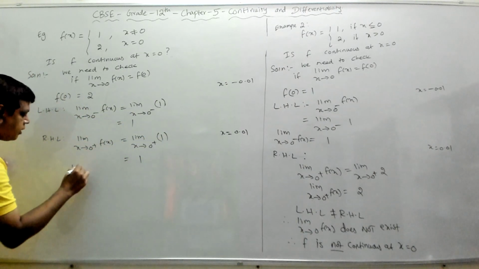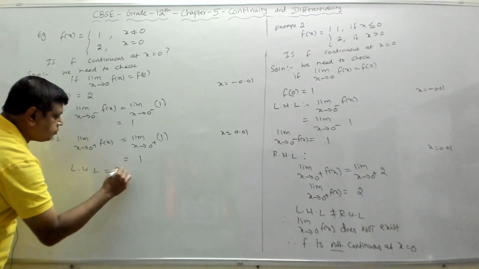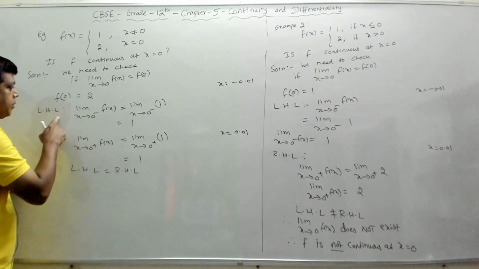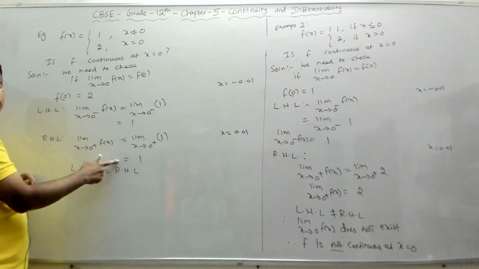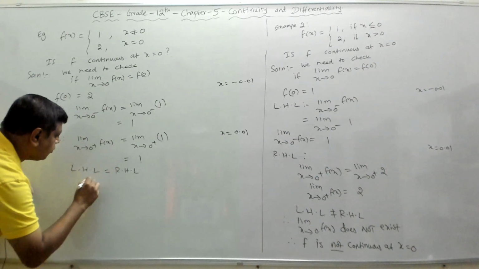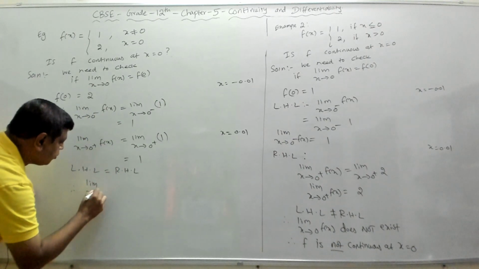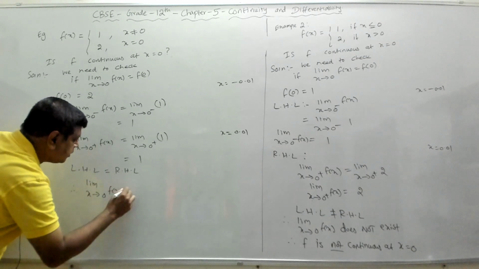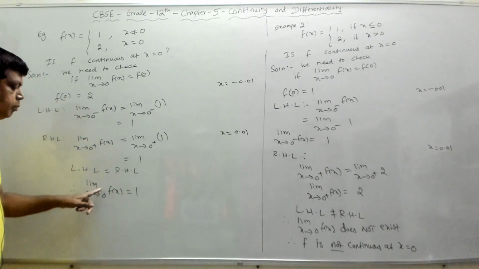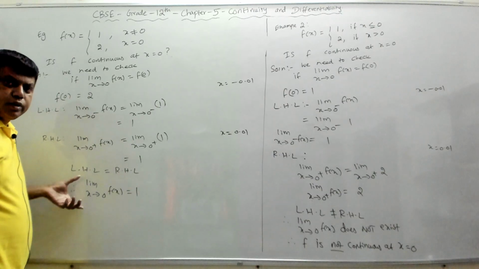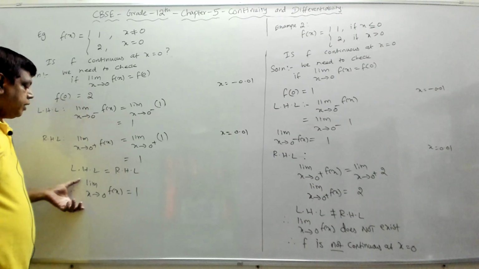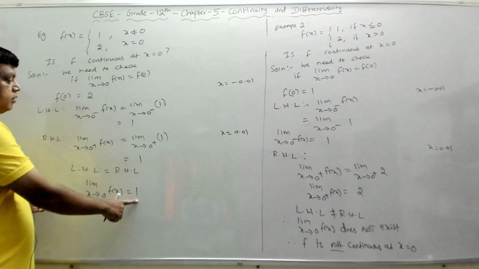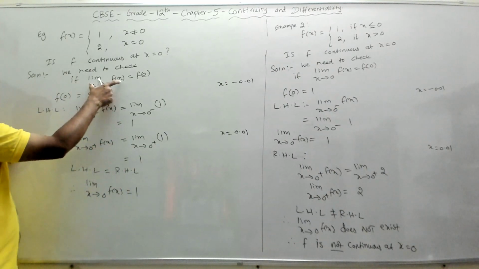So your LHL is equal to RHL. Your left hand limit is 1, your right hand limit is also 1. Therefore the limit is 1. Therefore limit x goes to 0 of f of x is 1. We will not put plus or minus here, because it is the limit. Right? Therefore the limit x goes to 0 of f of x is 1.